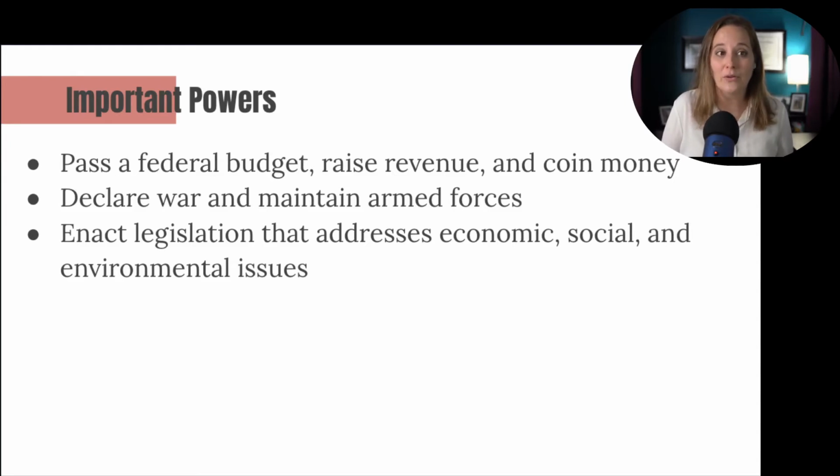These powers include passing a federal budget, raising revenue and coining or creating money, declaring war and maintaining armed forces, and enacting legislation that addresses economic, social, and environmental issues. This last bullet is only available to Congress due to the necessary and proper clause, which creates the implied powers.